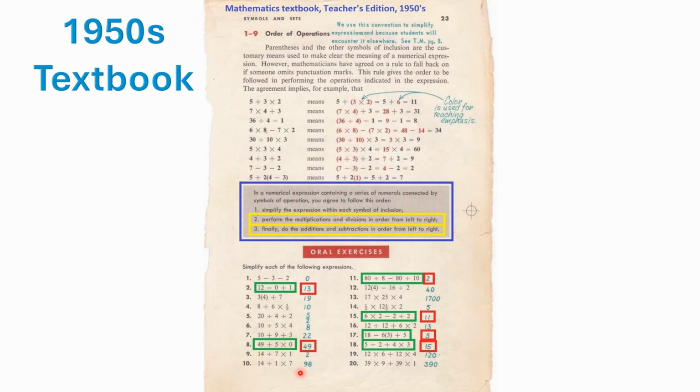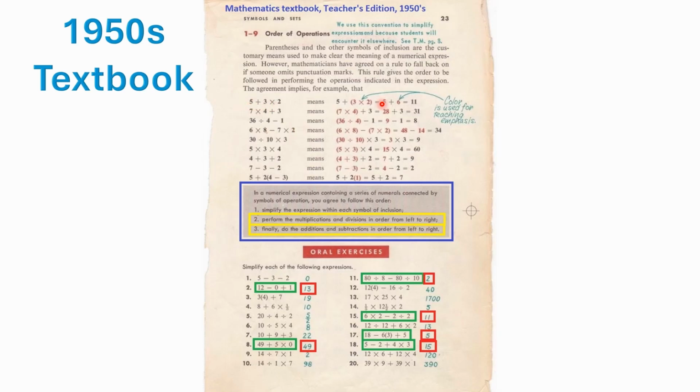There were early books in the mid 1500s which began this whole order of operations, at least within Western civilization. Here's a 1950s textbook, the same thing. It talks about performing multiplication and divisions in order from left to right, and then finally do the additions and subtractions. And they do talk about if you have an expression, simplify the expression within each order of inclusion, which they're talking about parentheses, and other symbols of inclusion.